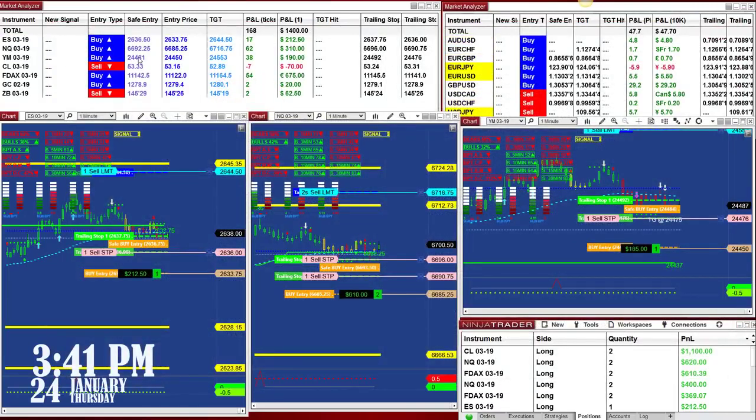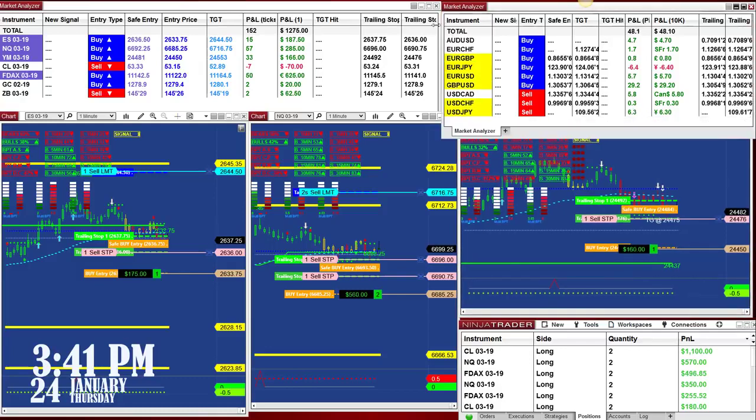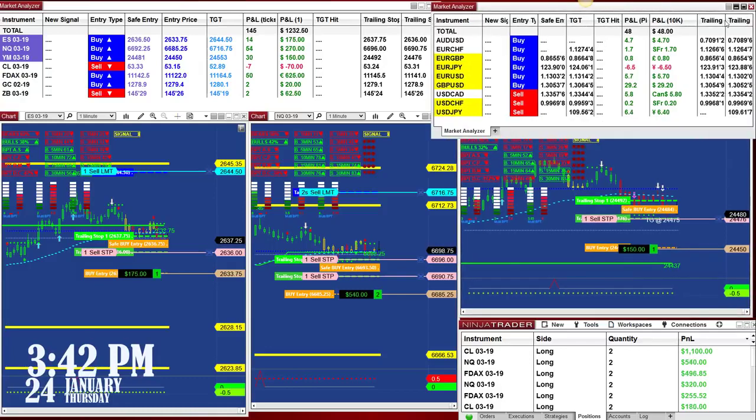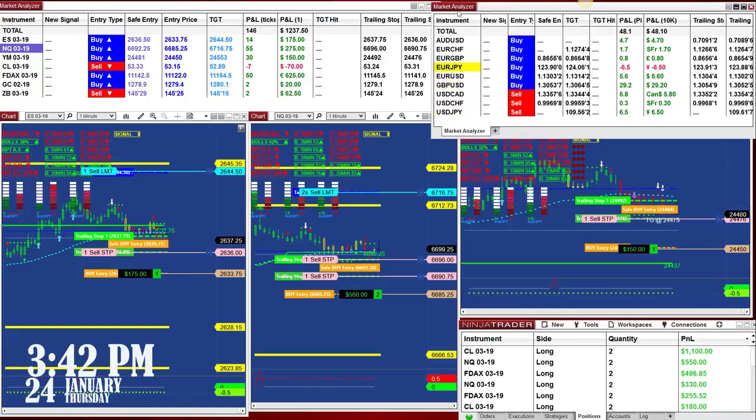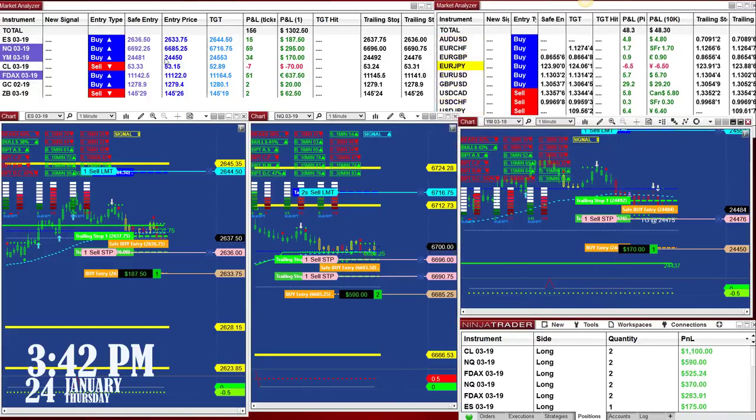Today was a really weird day, not much moving. Before we start, I'd like to show you some of what happened today. For the ones who don't know the system, we have three different automated trading systems on the market analyzer. It's a fully automated ATM and an ATM strategy.